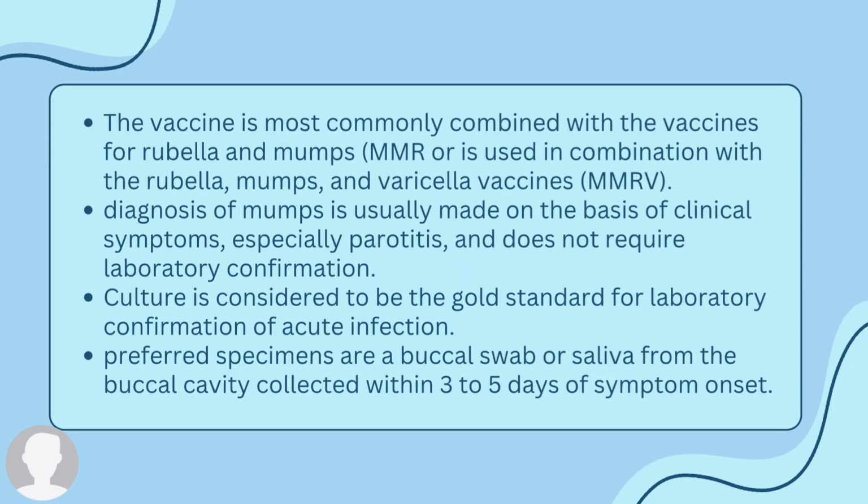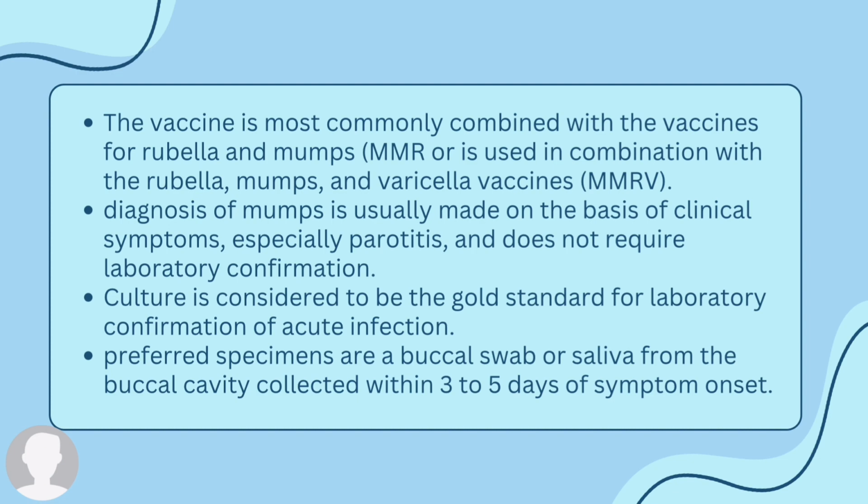The vaccine is most commonly combined with vaccines for measles and rubella, or the MMR, or is used in combination with the rubella, mumps, and varicella vaccine, or the MMRV. The diagnosis of mumps is usually made on the basis of clinical symptoms, especially parotitis, and does not require laboratory confirmation. Culture is considered to be the gold standard for laboratory confirmation of acute infection.